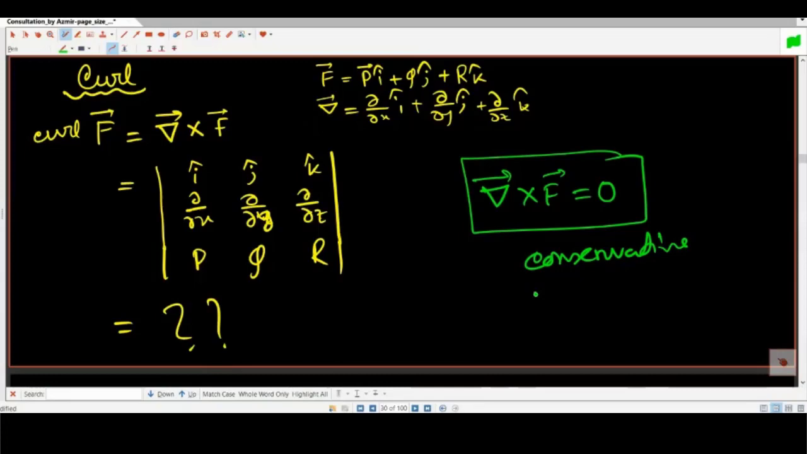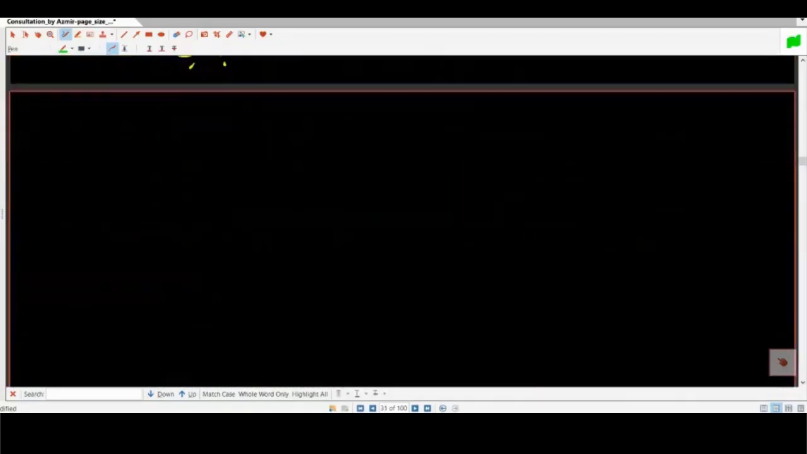That means that vector field is irrotational. There will be no rotation around any point. If the curl is not equal to 0, then that is called a rotational vector field or non-conservative vector field. So let's have a look at one example.